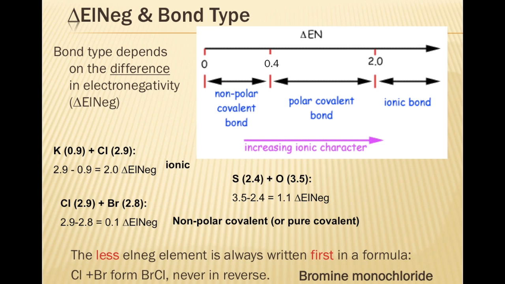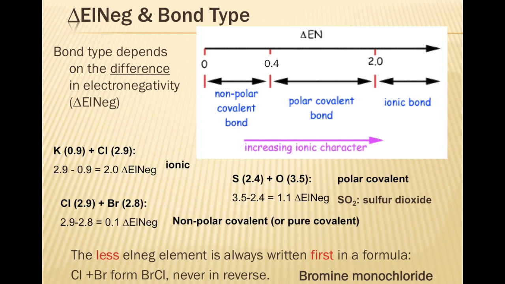Let's look at another example, and this time we're going to use sulfur and oxygen. Sulfur has an electronegativity of 2.4, oxygen's 3.5. So when we subtract that, we get an electronegativity difference of 1.1. That's right in the middle, which means that this is a polar covalent bond.